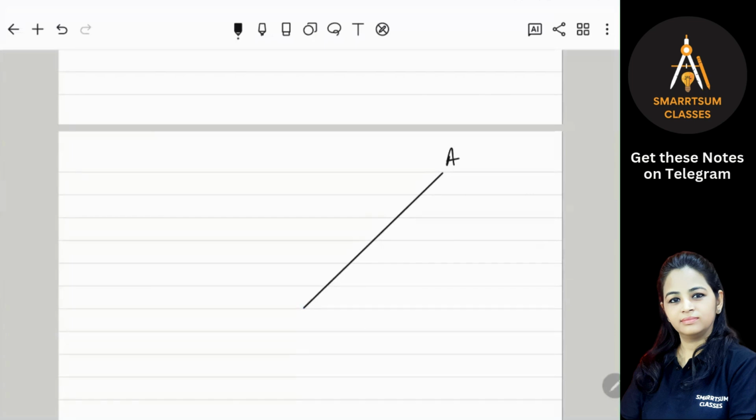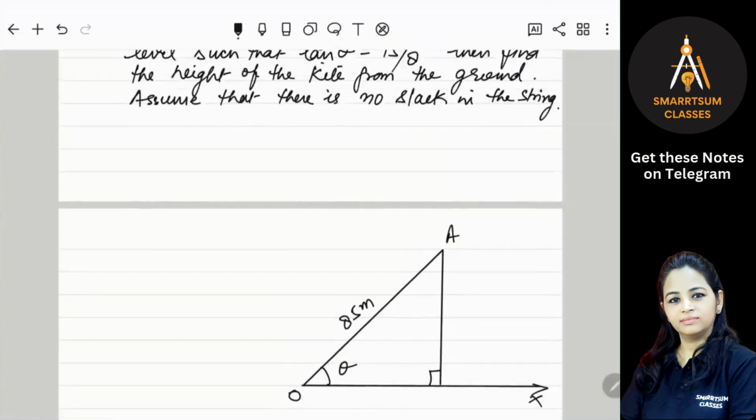A is the position of the kite, right? And this is the length of the string from O to A, which is at the ground, okay? This is the vertical height of the kite from the ground, right? So the length of the string is given here, 85 meters, right? This is theta, okay? And this is the perpendicular distance from the ground. The angle is 90 degrees, right? So now what is given here?